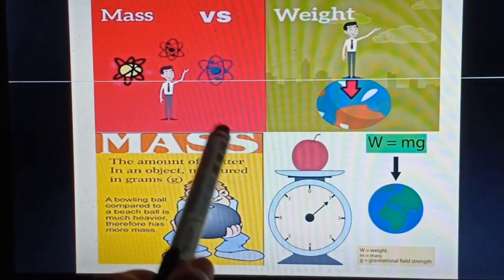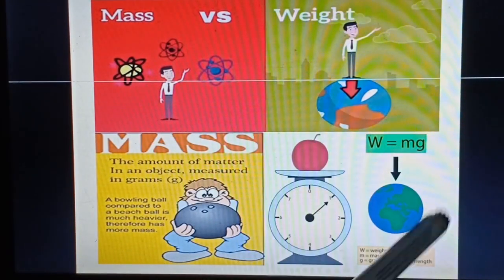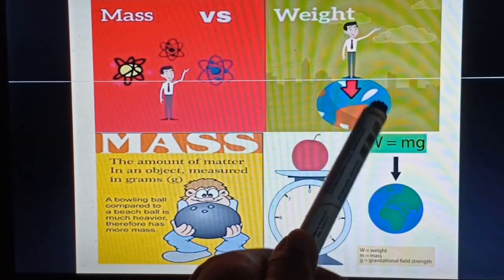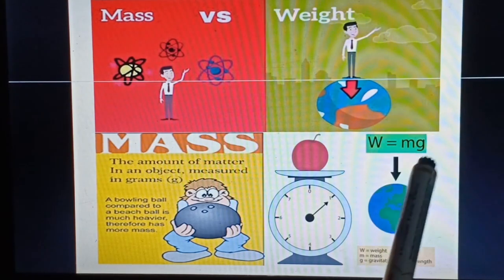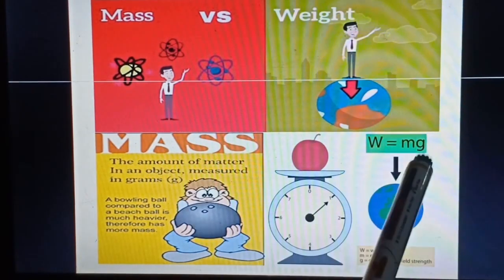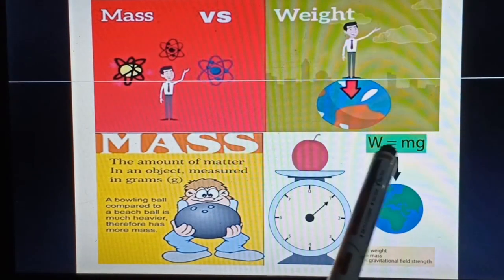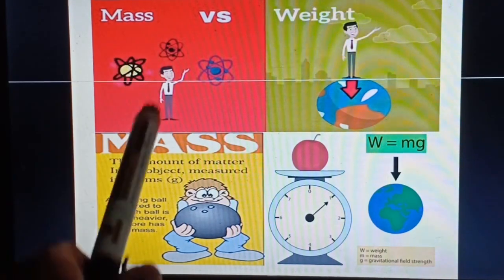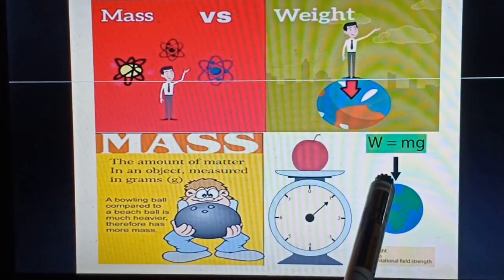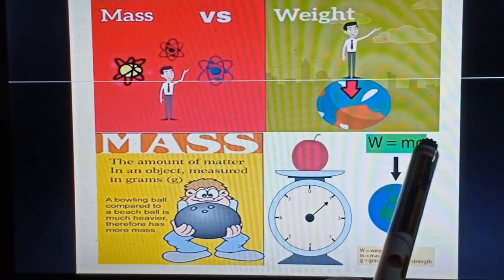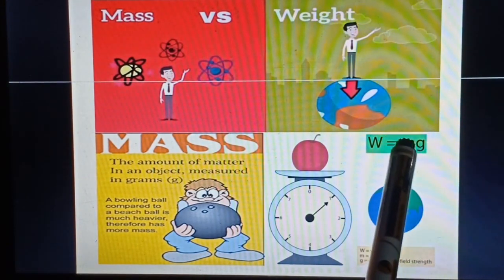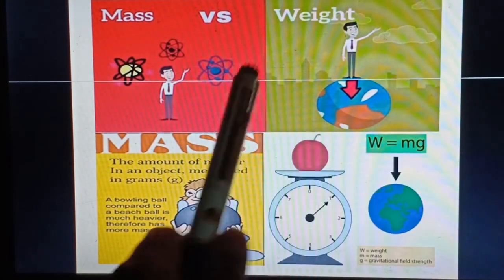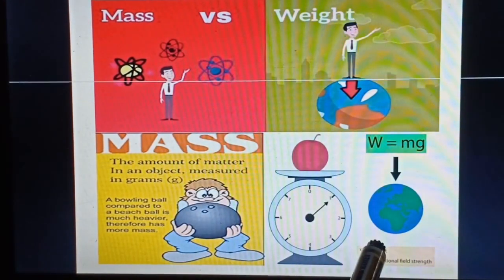Mass is the amount of matter contained in an object, and weight is the force by which Earth attracts anything towards itself. So weight is numerically calculated as m into g. m is the mass of the object, g is acceleration due to gravity. Suppose a body has a mass of 10 kg, then the weight of the body will be 10 into 9.8, approximately 10, so approximately 100 Newton. So the weight of the body having 10 kg mass is 100 Newton.